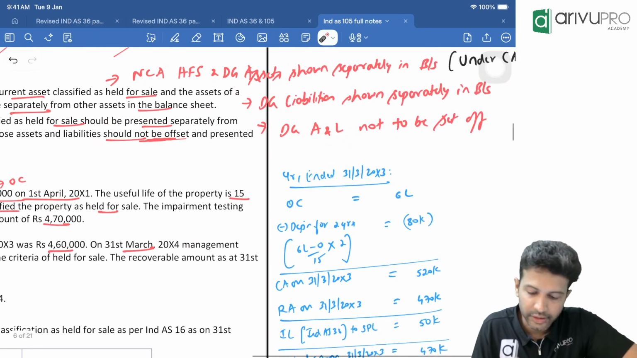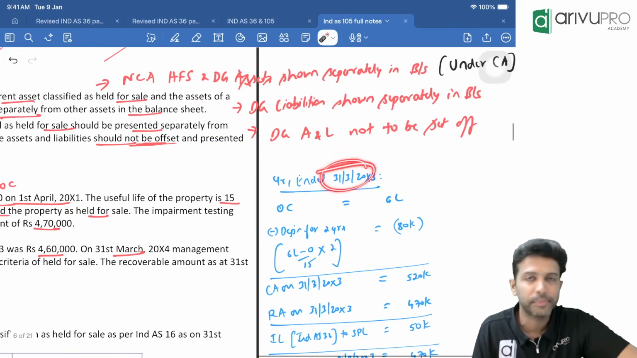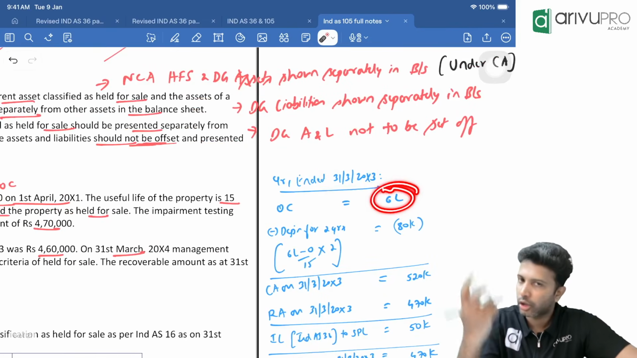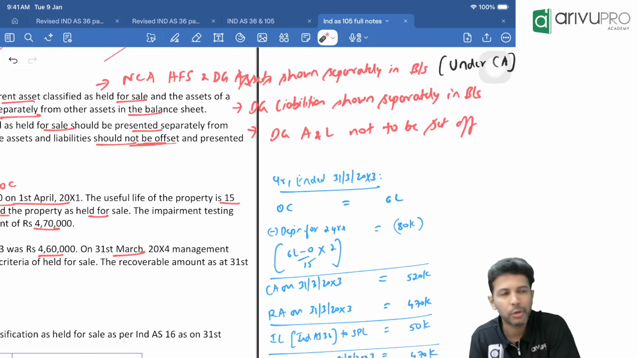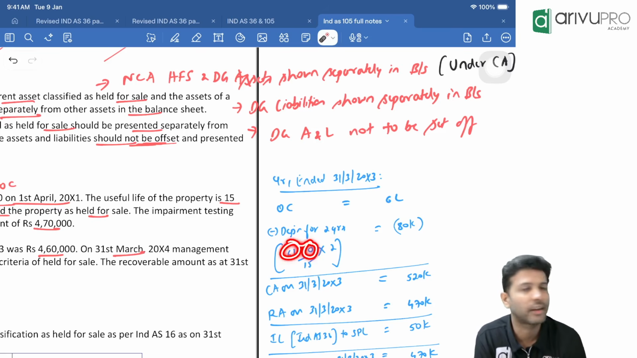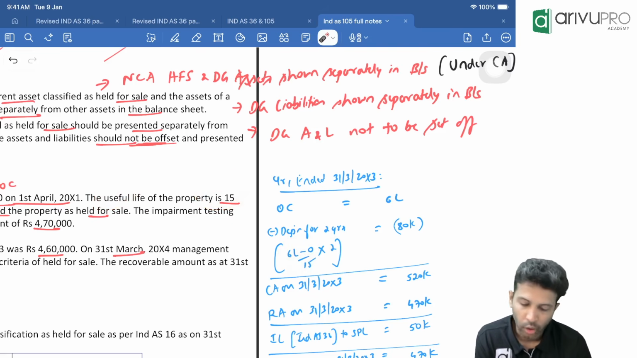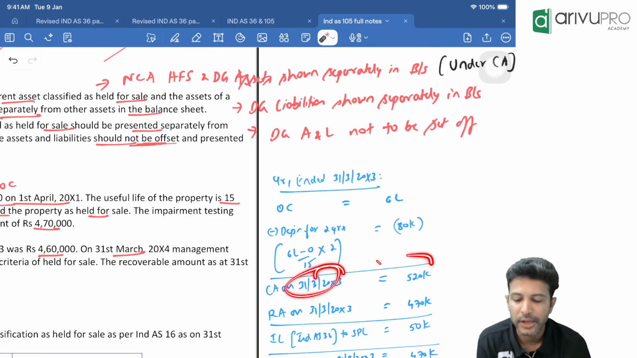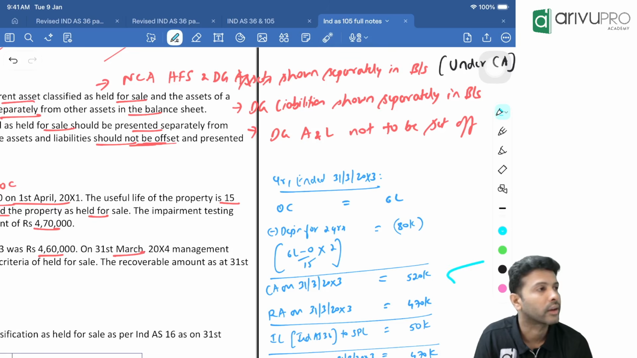This is the first year ended. All this drama is coming on 31st March 20x3, the date I've given. Original cost was 6 lakh. 2 years you have used the asset, so calculate depreciation. Initially, when you buy the asset, carrying amount and original cost are the same. So 6 lakh minus residual value, not given, divided by 15 years, since when you bought the asset, life was 15 years. 2 years have passed, so multiply by 2. So depreciation is 80,000. So carrying amount on 31st March 20x3 is 520. This we have ascertained.